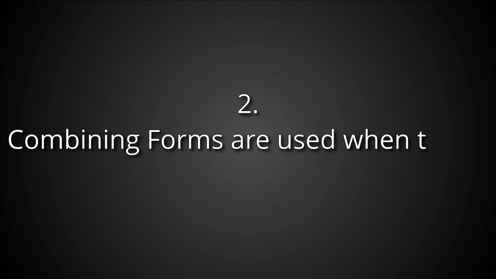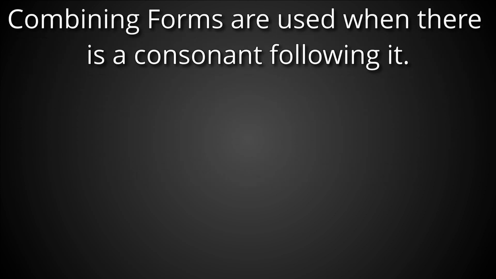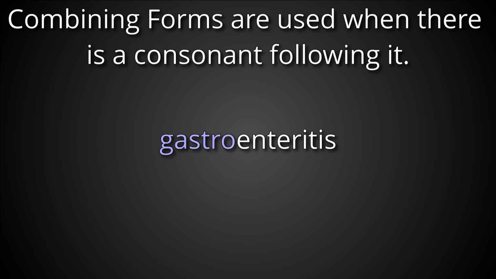2. Combining forms are used when there is a consonant following it. For instance, using neuro and the suffix plasty. Since plasty starts with the consonant P, we would use the combining form to make neuroplasty. However, if we use the suffix itis, which starts with a vowel, we would omit the combining form and just use neur, making neuritis. If there are two root words, like in the case of gastroenteritis, the first root word must always have a combining form.